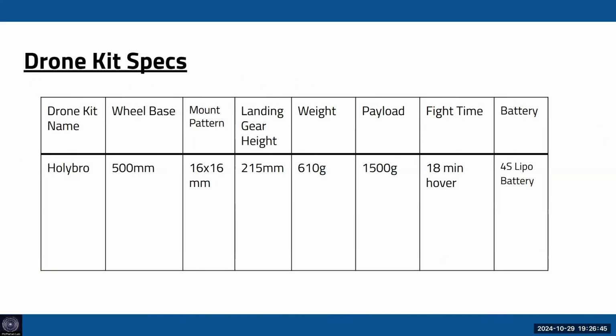Right here you can see some of the statistics of the drone. One thing that we were looking at was the flight time. That 18 minutes is really essential. A lot of the other drone kits we were looking at were less than 18 minutes, meaning that we would have less time to cover the ground.